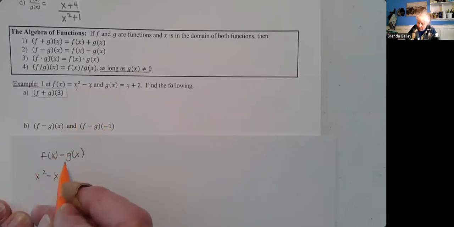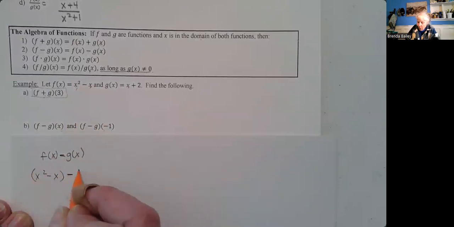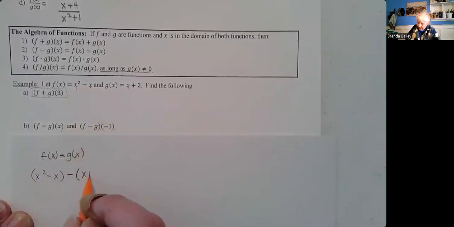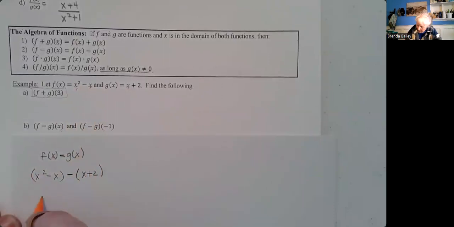Now, because I'm using subtraction, I'm going to use these parentheses, just so that I don't forget to change the sign on the g. So I've got g of x, which is x plus 2. So now I simplify. x squared minus x minus 2. Because this changed, it's a minus x now and a minus 2. Combining our like terms.